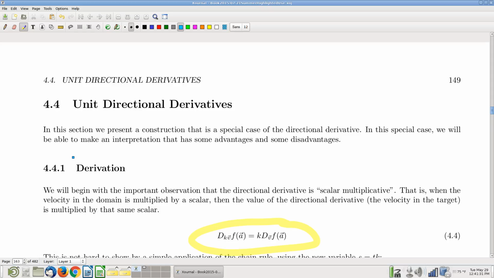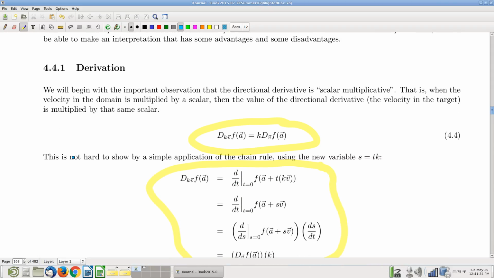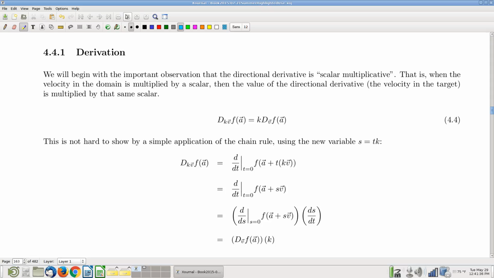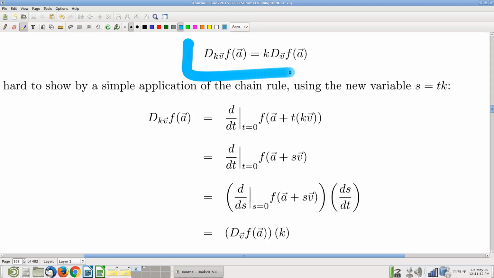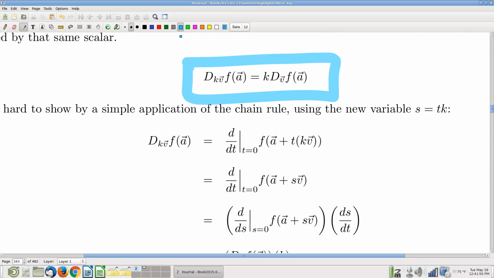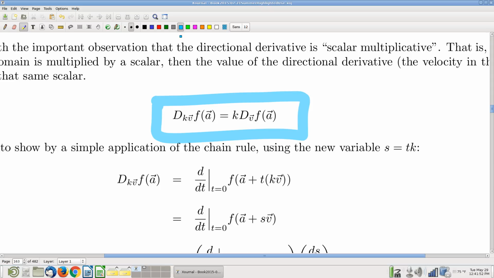I'm going to segue into this by doing an observation. Let me zoom in one notch. Here we go. I'm going to start off by observing that directional derivatives have this lovely property of being what I call scalar multiplicative. Let me get that on the screen. Here we go. Scalar multiplicative. So what do I mean by scalar multiplicative? Well, what I mean is that if your input velocity has a scalar factor in it, you can pull that scalar outside of the vector.